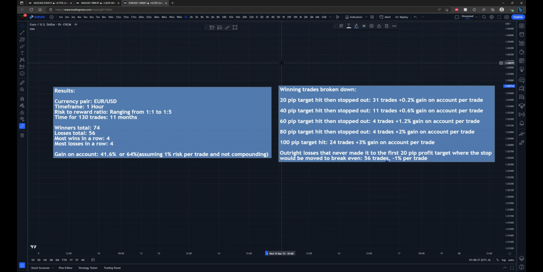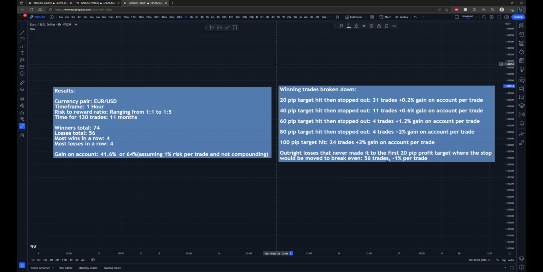All right, the results are in after the 130 back-tested trades, so let's check it out. This was tested on euro against the US dollar on a 1-hour time frame. The risk to reward ratio ranges from 1-to-1 all the way up to 1-to-5 risk to reward ratio, where the stop loss is moved to break even at the 1-to-1 risk to reward ratio target.